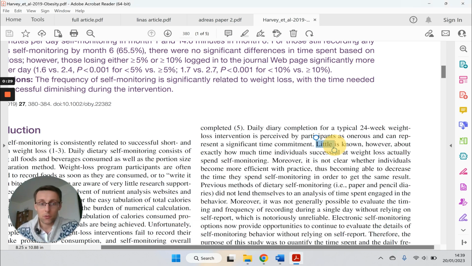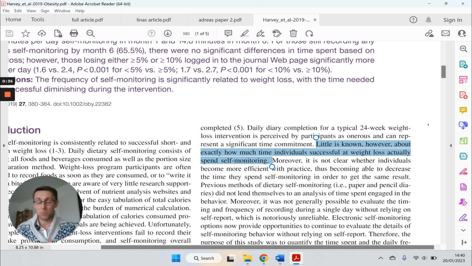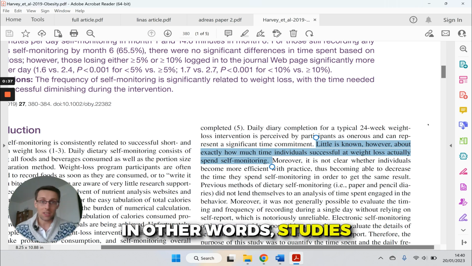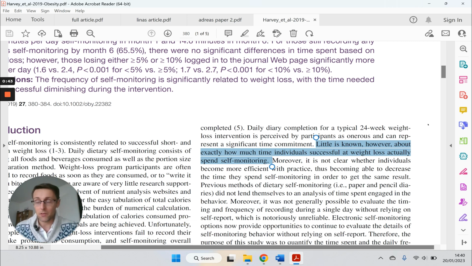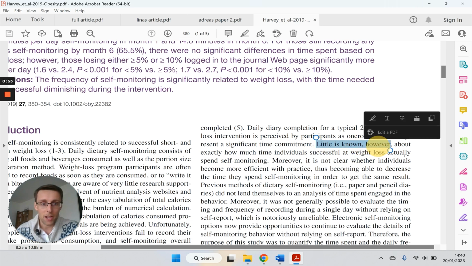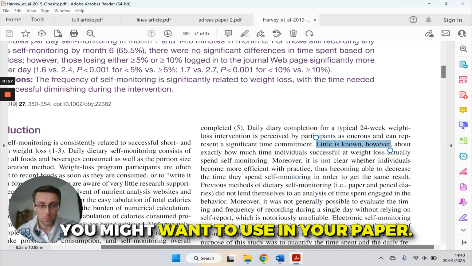and there's a couple of different types of research gaps in here. So first, we've got a research gap to do with a lack of knowledge about a specific topic. In other words, studies have been conducted about this topic, but little is known about something, right? So maybe some studies have got positive results, others have got negative, and therefore, little is known or it is still unclear, right? So this is a very common phrase. Little is known, however, about, that you might want to use in your paper, right?